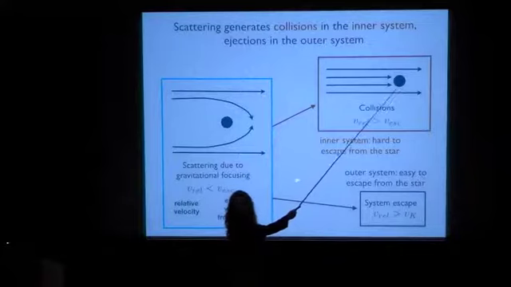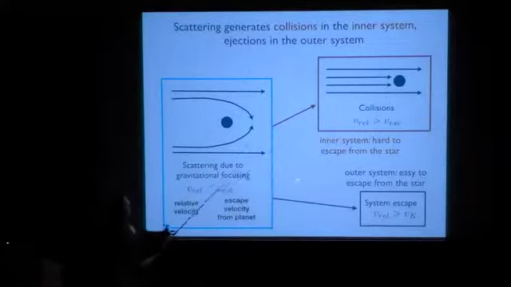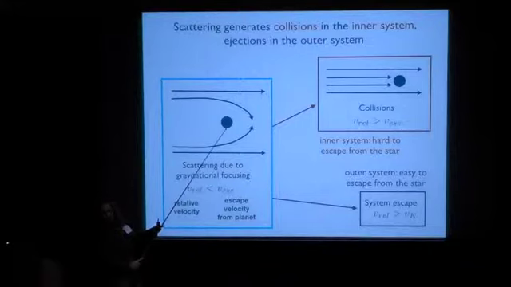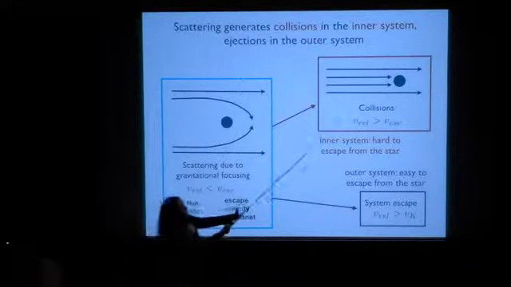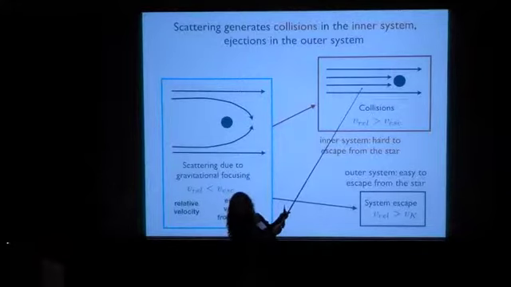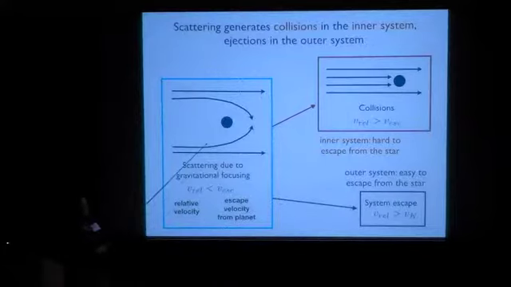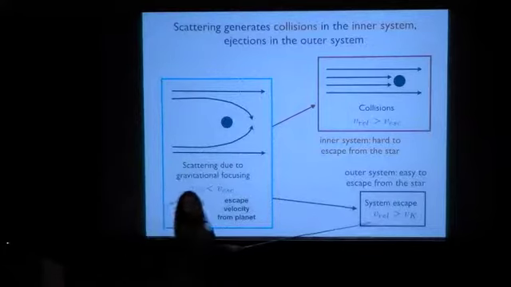If it's the other way around, if your relative velocity is greater than the surface escape velocity, you're going to collide rather than scatter. Okay, so in the inner system, you keep getting excited by these scatterings until velocities are larger than the escape velocity and you start having a lot of collisions. But in outer systems, you keep getting excited and you keep getting excited and then, oops, suddenly you escape from the system.